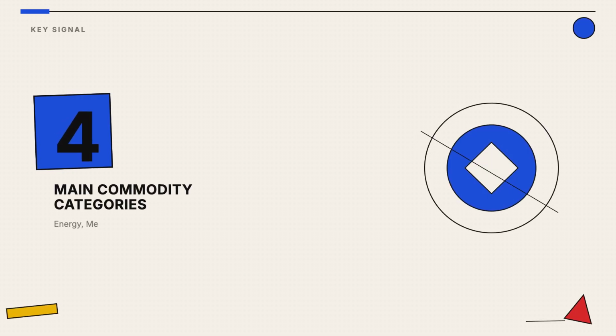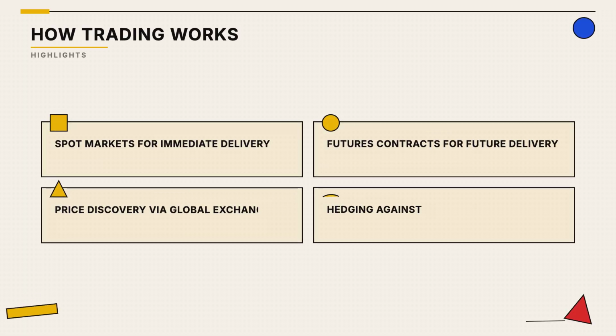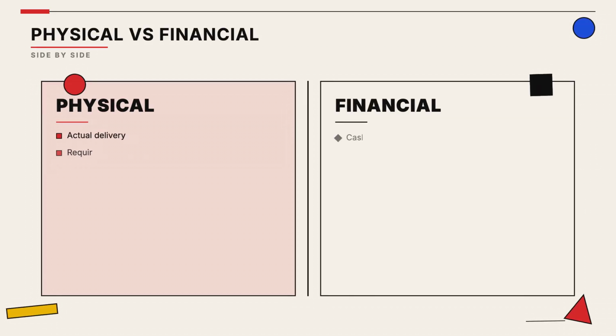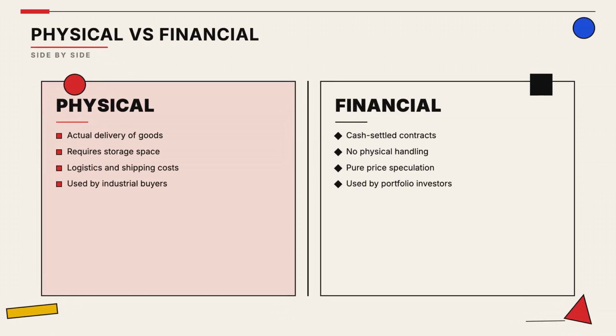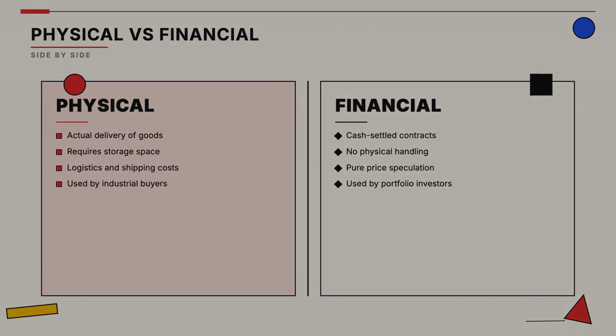These goods are generally grouped into four sectors: energy like oil, metals like gold, agriculture like wheat, and livestock like cattle. Traders often use futures contracts, which are agreements to buy or sell a specific quantity of a commodity at a set price later. While some traders actually handle physical goods, most investors trade financial contracts to gain exposure to price movements without needing a warehouse.